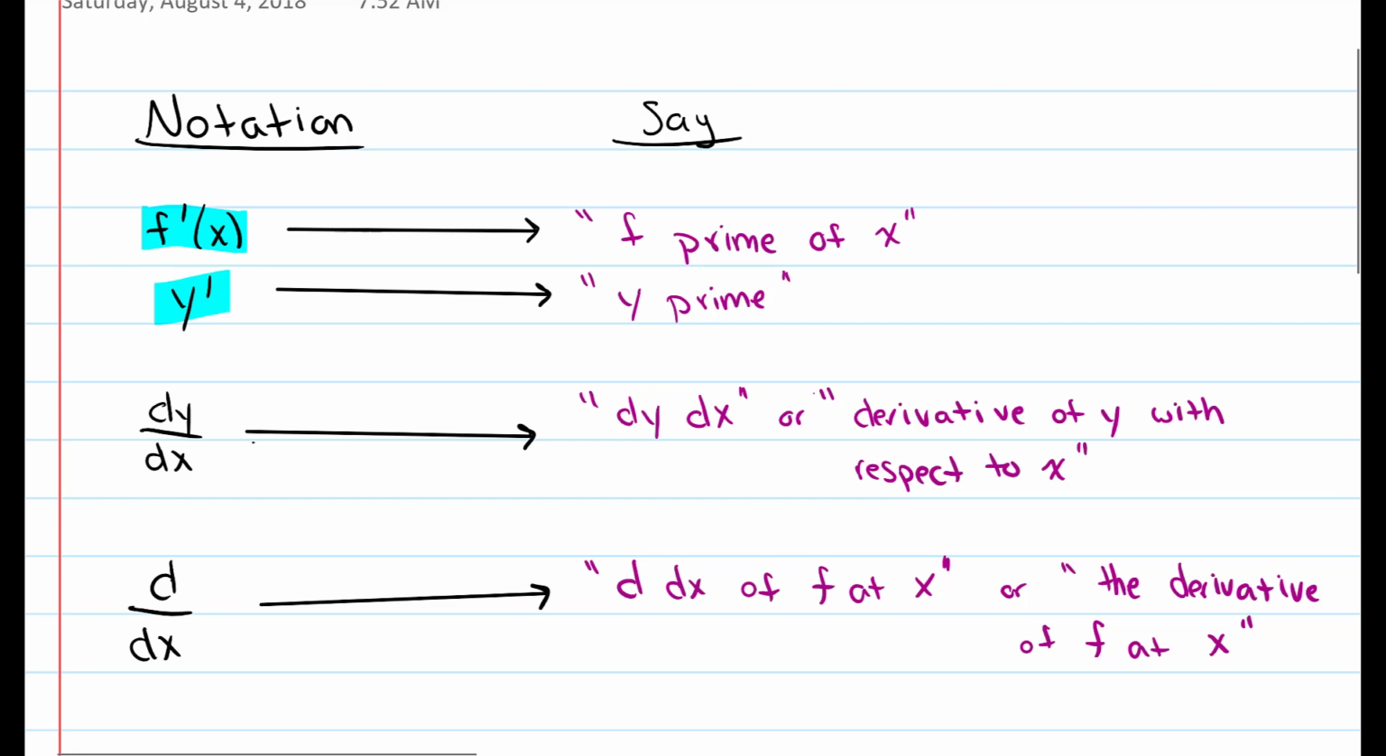y prime is again the derivative of x, but it's going to be the function y equals something in x. dy/dx, or the derivative of y with respect to x. This means the function is y equals, but the function that we're taking the derivative of is a function in terms of x. And then the last one, d/dx, means the derivative of x at x. So usually we'd say that when we want to take the derivative and then plug in a value. So these are 4 different ways that the book or the questions can ask you to take a derivative.